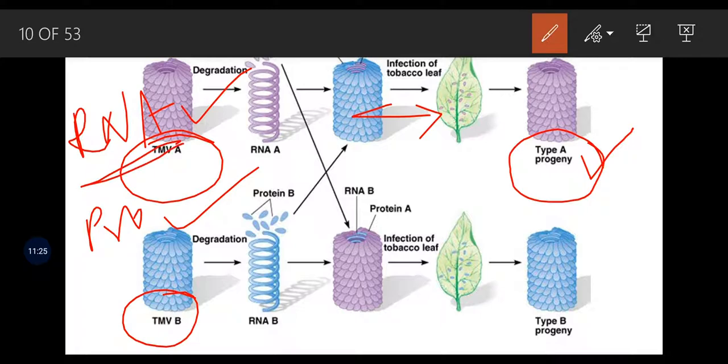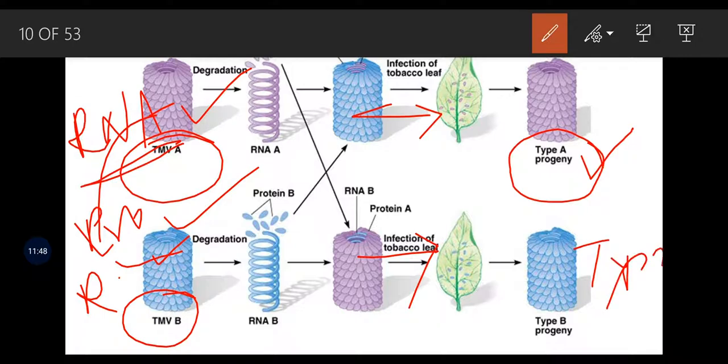Similarly, to confirm this, again they took strain B. They took RNA of strain B and protein of strain A, RNA from here and protein from here. They mixed it well, then infected the tobacco leaf. And ultimately, type B progeny were obtained. That means the RNA was taken from type B.